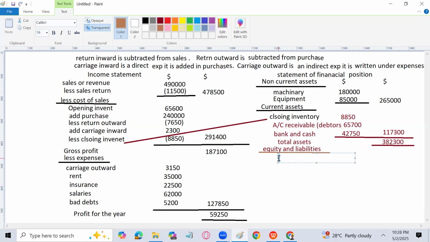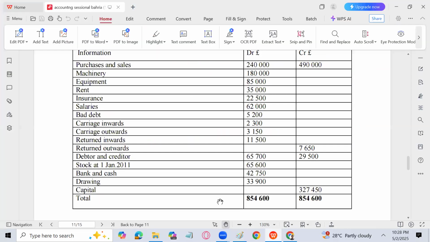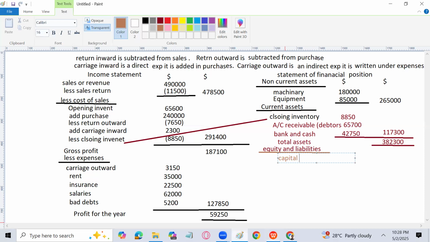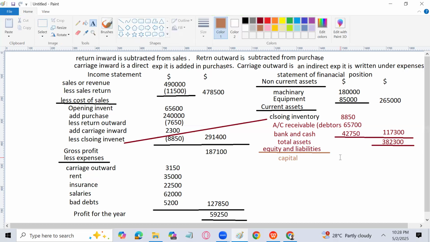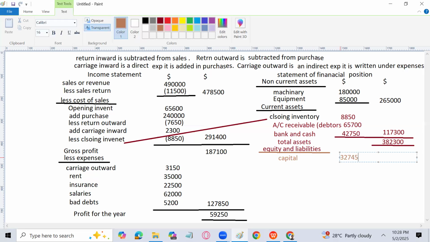We start equity from capital. Let's see, capital is given in the question. Yes, it is given. Capital always has a credit balance. That is why it is written on the credit side, 327,450. So I will take the amount from the question and write here 327,450.